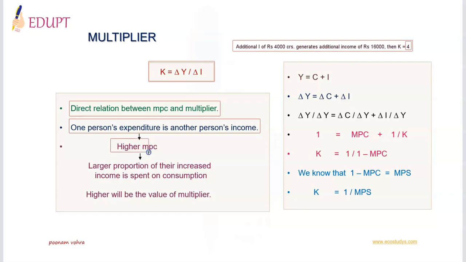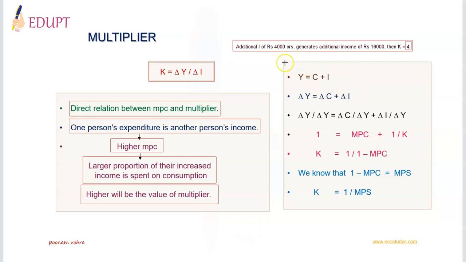In case of higher MPC, people will spend larger proportion of their increased income on consumption. In such a case, higher will be the value of multiplier. But in case marginal propensity to consume is low, people will spend lesser proportion of their increased income on consumption, and value of multiplier will be comparatively less.